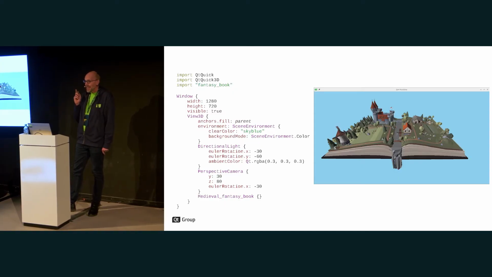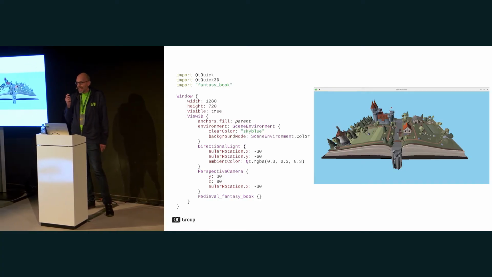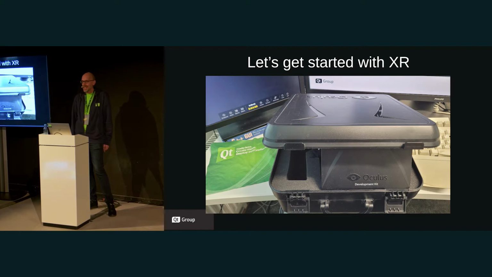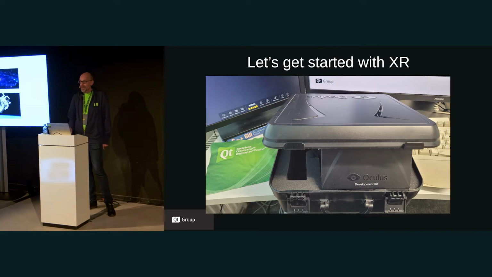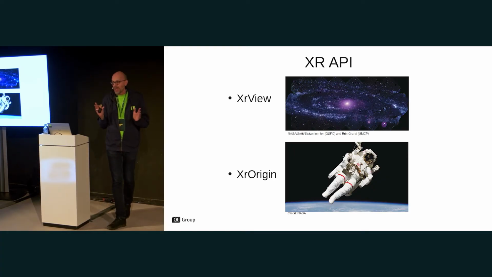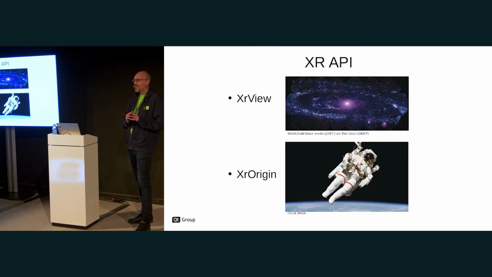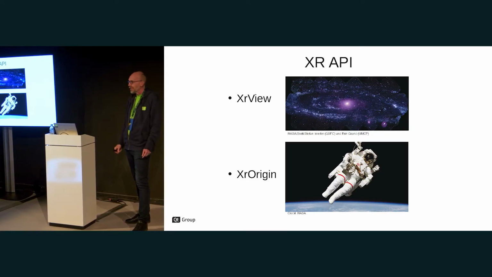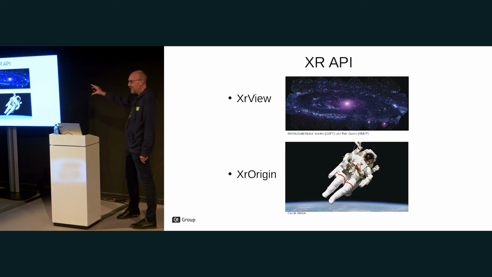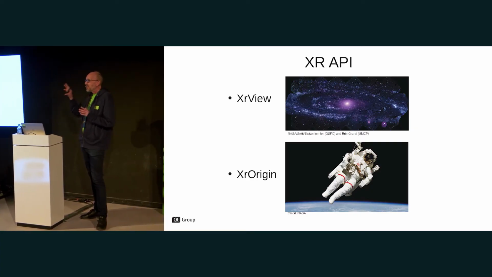So that is the very short introduction to Qt Quick 3D. So let's unwrap our shiny new VR headset and let's get started with the XR. The 2 fundamental types that you're going to need in XR is the XR view. The XR view is the container for the entire 3D world. And then it's XR origin, which positions the user's viewpoint within that world.